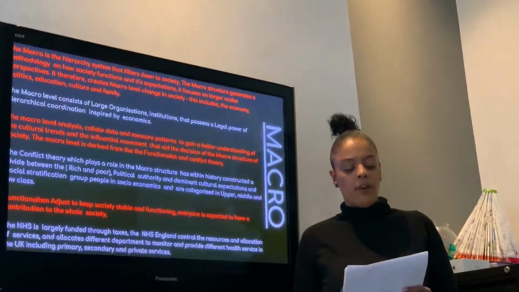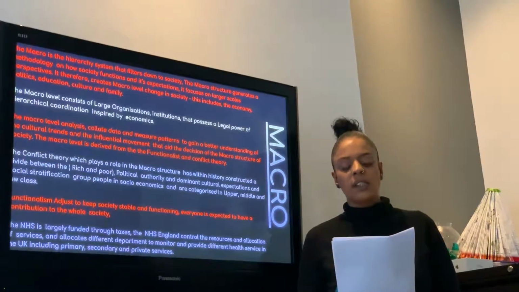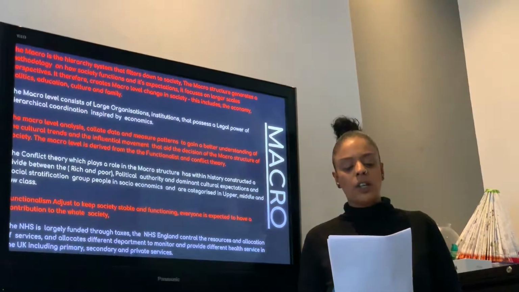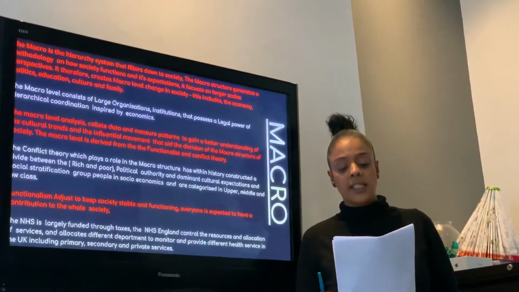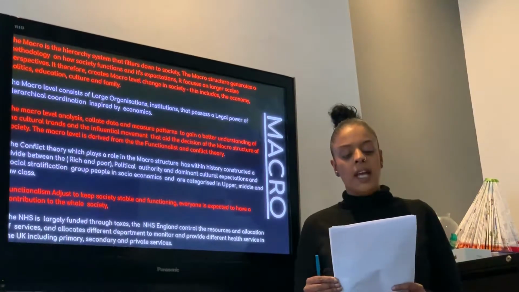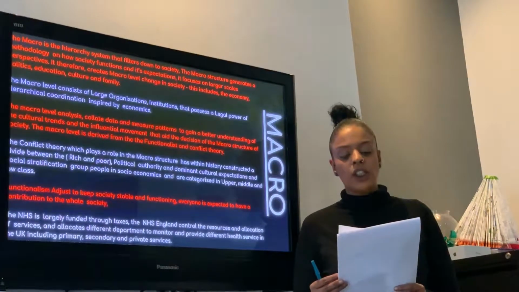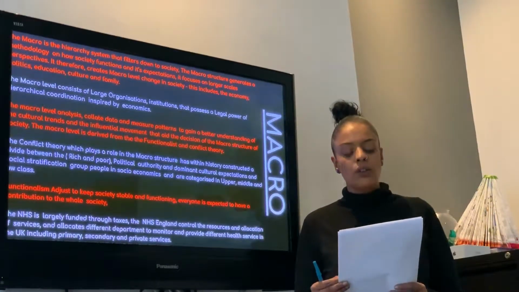The macro and micro. The macro is a hierarchy system that filters down to society. The macro structure generates a methodology on how society functions and its expectations. It focuses on large scale perspective. It therefore creates macro level change in society. This includes the economy, politics, education, culture, and family.